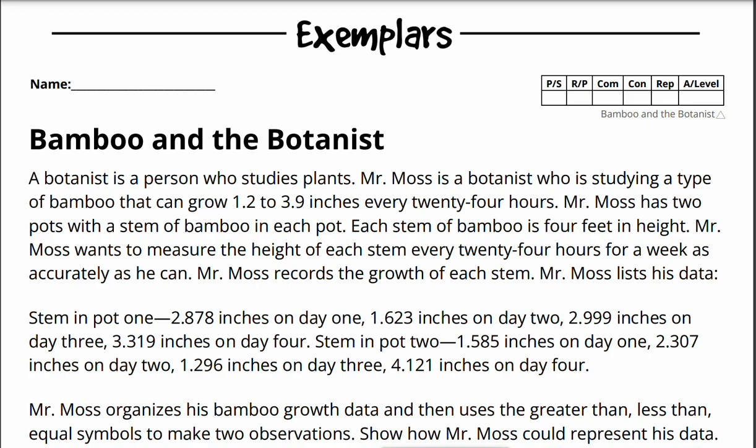Everybody, it's me, Miss Strasser, here with your problem solving option 1 for this week. We're going to be looking at some more decimal number sense, comparing decimals. We're looking at a problem solving called Bamboo and the Botanist. A botanist is a person who studies plants.